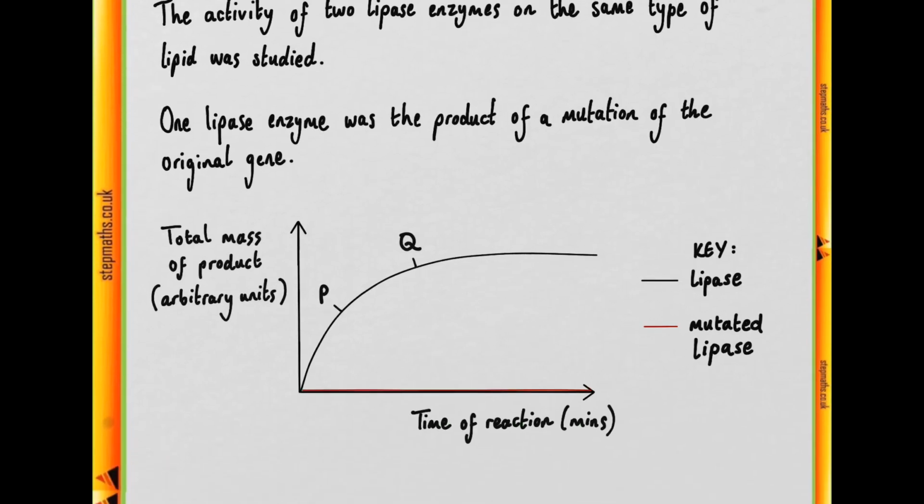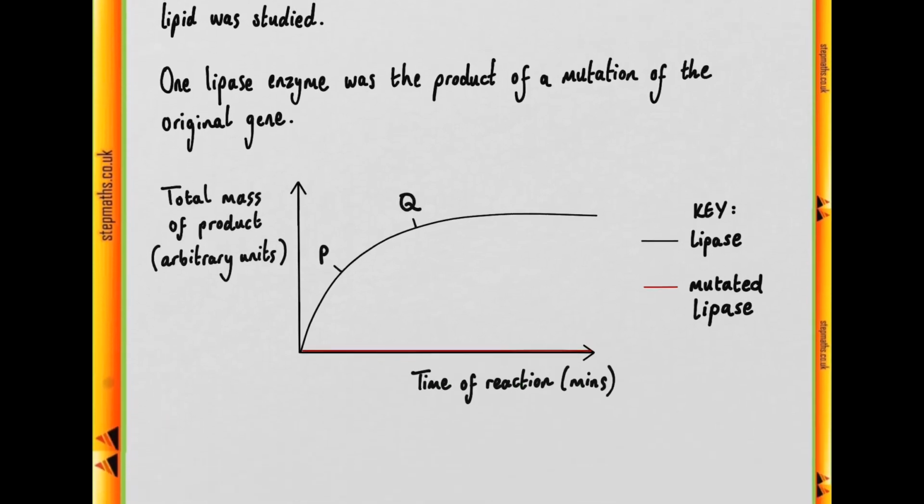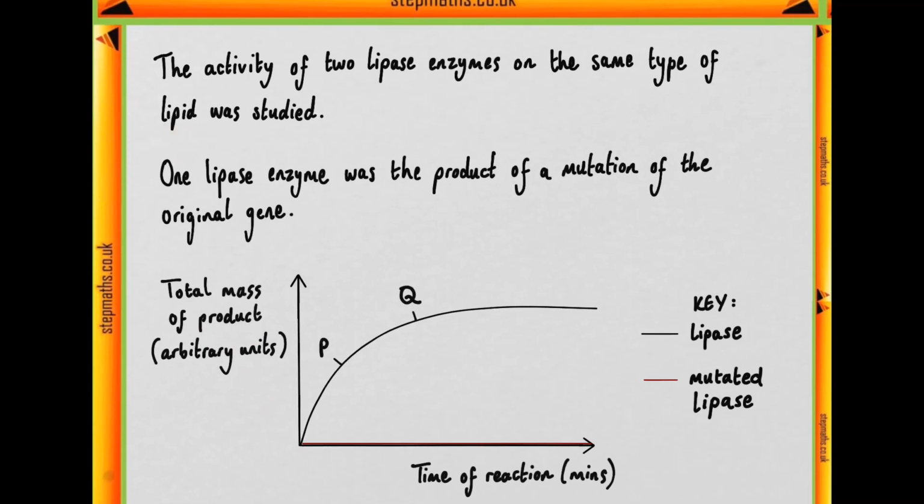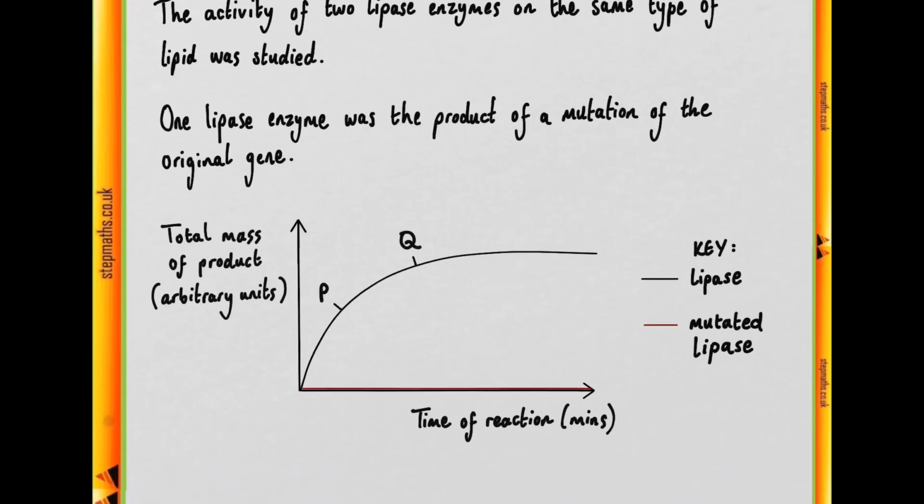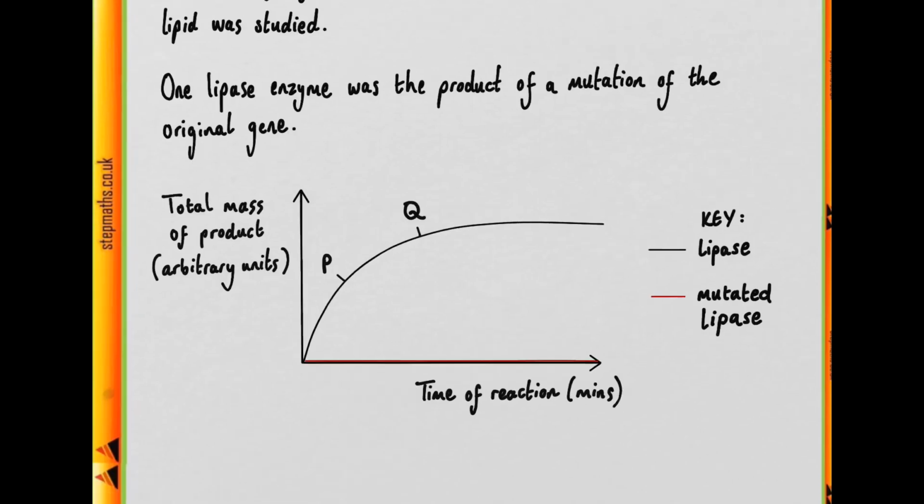And then we're given this graph which shows the results of the study. As you can see, there appears to be an increase and then a plateau in the level of product, i.e. since we're talking about a lipid here, that would be fatty acids and glycerol, in the case of the original lipase, whereas the mutated lipase did not change the amount of product produced, and presumably that would mean that it was not having any activity breaking down that particular lipid.